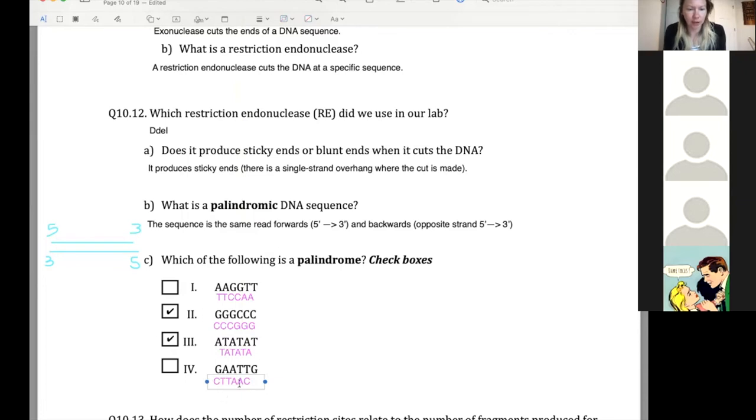Okay, so this last sequence here, is this a palindrome? No, it's not. Definitely not. It's completely different there.